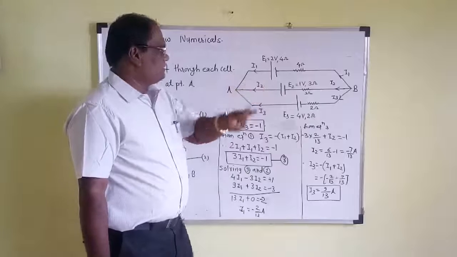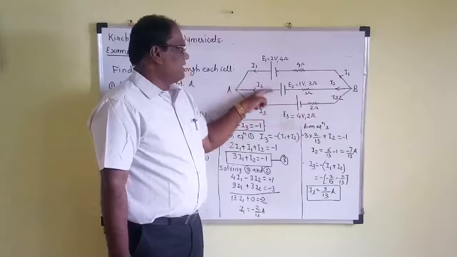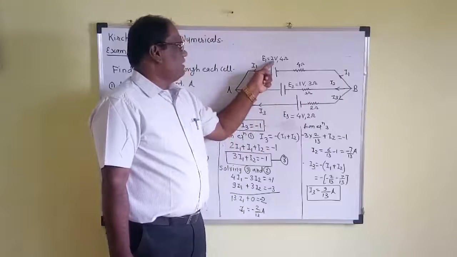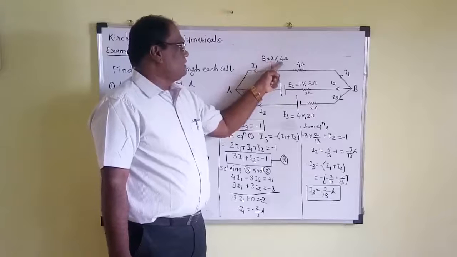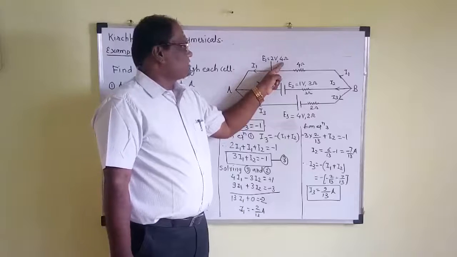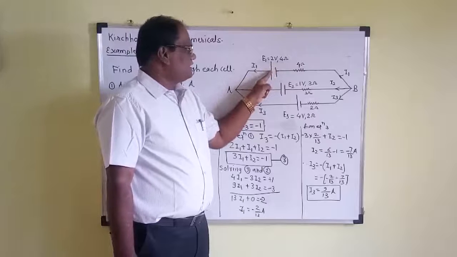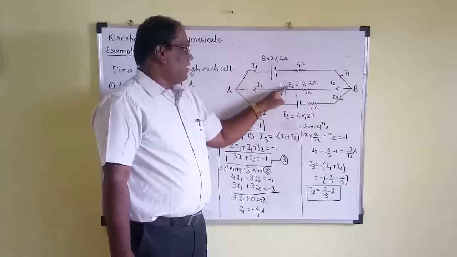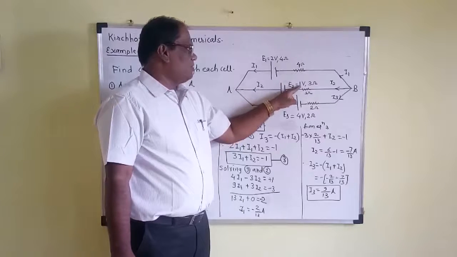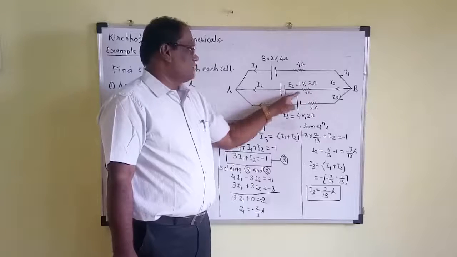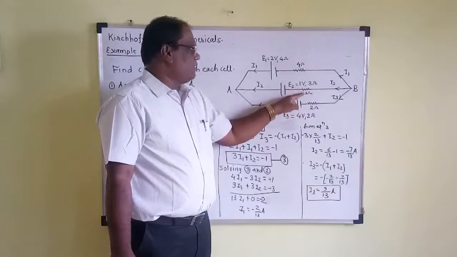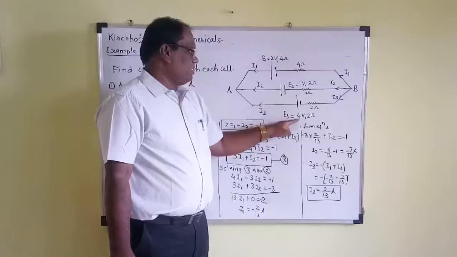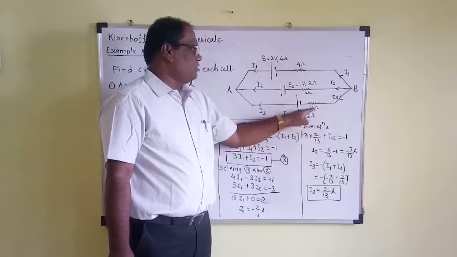In this diagram, see here, three cells, three batteries are connected in each branch. Cell E1 has EMF 2 volt and internal resistance 4 ohm. Now this internal resistance can be drawn like this. Similarly, the cell E2 has 1 volt EMF and 3 ohm internal resistance, written here. Battery E3 has 4 volt EMF and 2 ohm internal resistance.